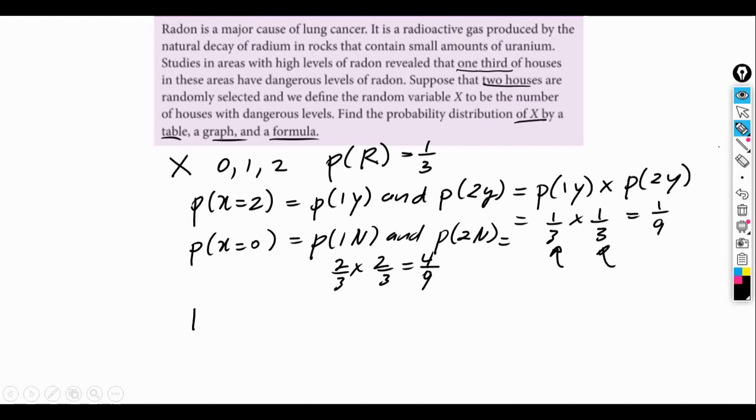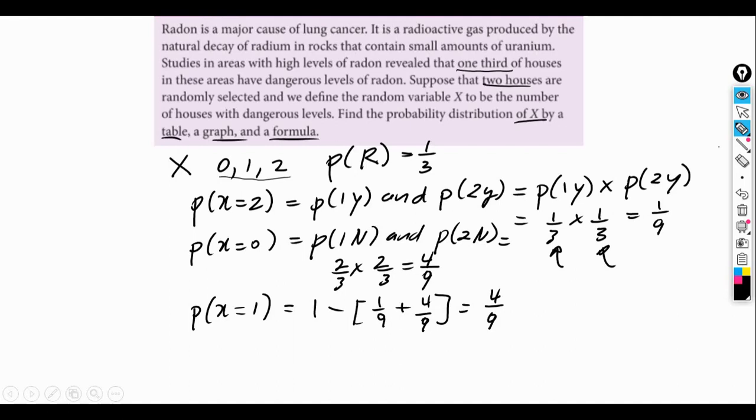So what is the probability of finding one house with high levels of radon? Now, because the full event is these three probabilities, that means that this is 1 minus the other two, right? It's the complement of the other two. So 1 minus 1/9 plus 4/9. And if you do the math, this is going to give you 4/9.